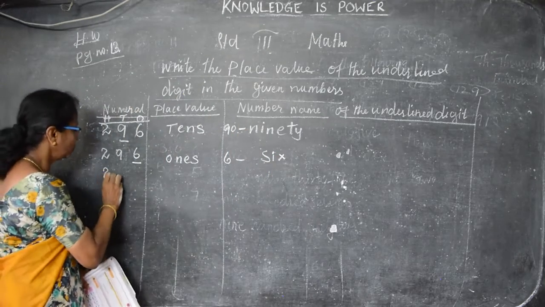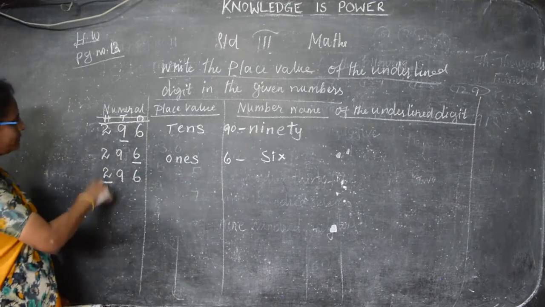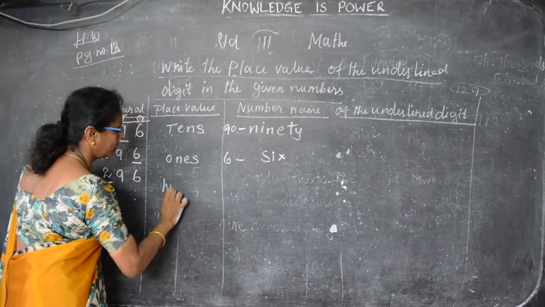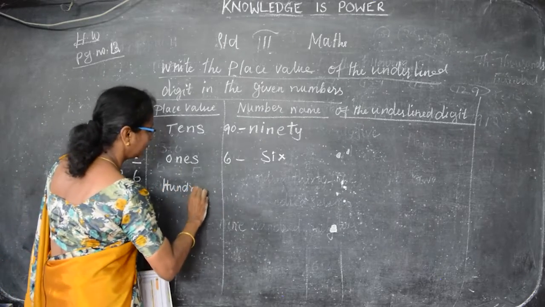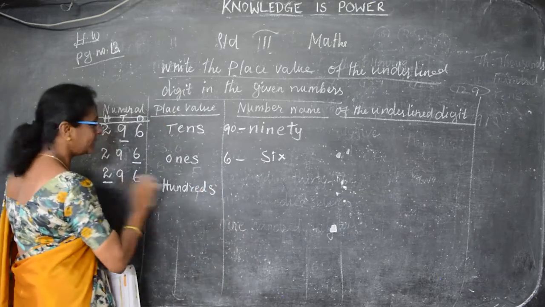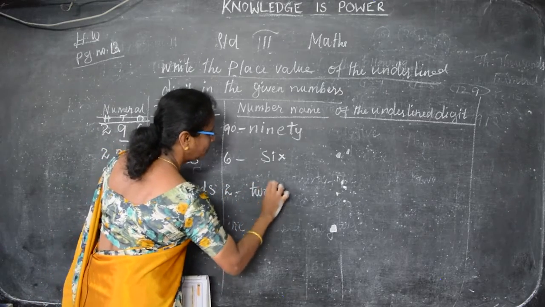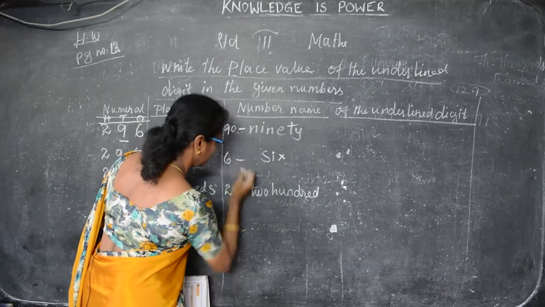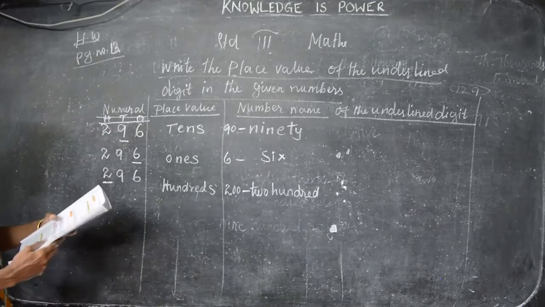Now the same number 296. They have underlined the number 2. So 2 is in which place? H, H means hundreds. So you can write hundreds. Hundreds. So how many hundreds? 200. So you write 200. Can you understand?